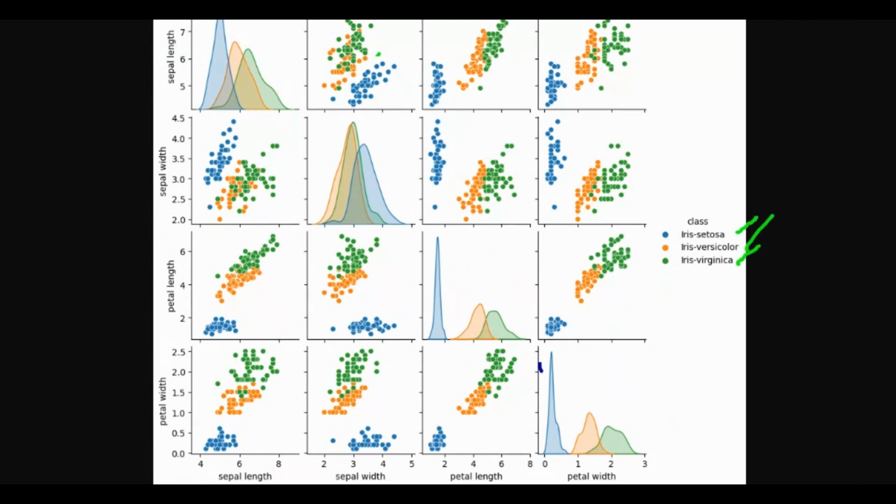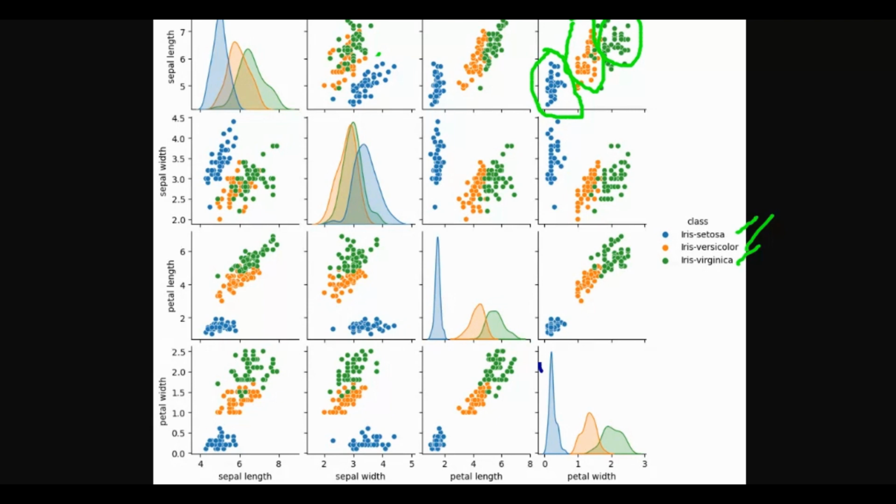Okay, so these were the different classes of iris, and here we have petal length, petal width, sepal length, sepal width. Here you can see that the data points are grouped. We have our three classes, and our data points are present in groups of these three types of flowers.